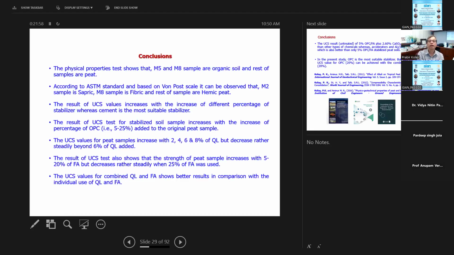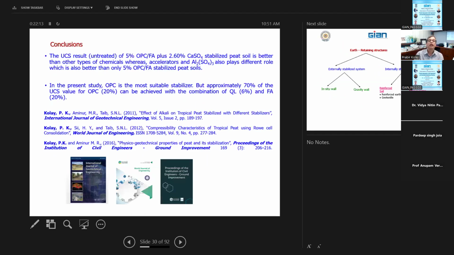And these are the conclusions for that test. Basically, over here, the result is that the peat sample increases 5 to 10%. So when you use 5% OPC plus fly ash and 2% calcium sulfate, it stabilizes the soil better than the chemicals we used.